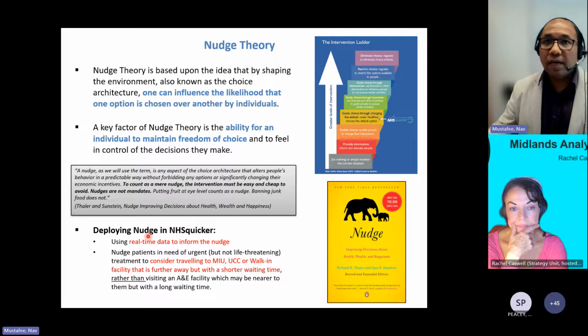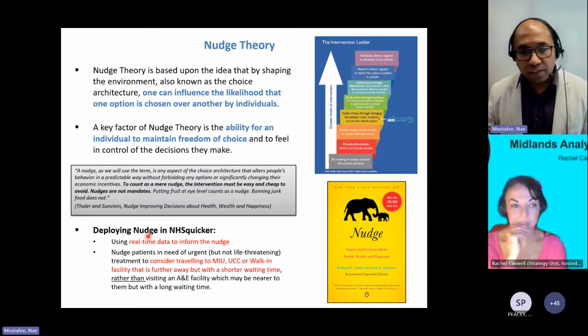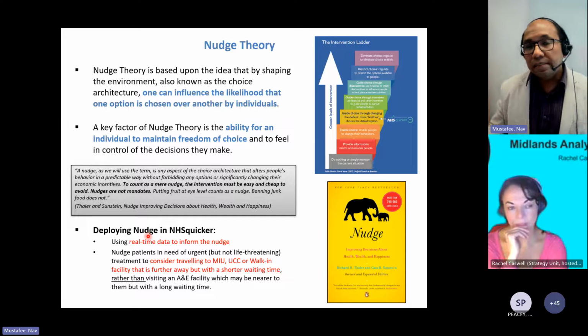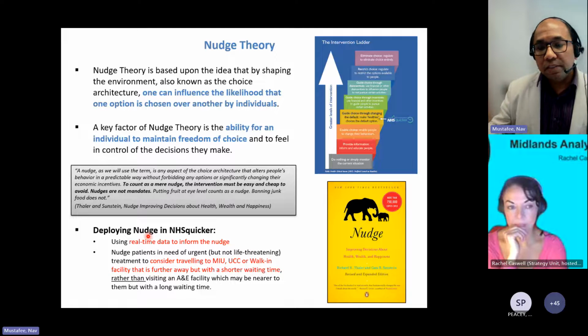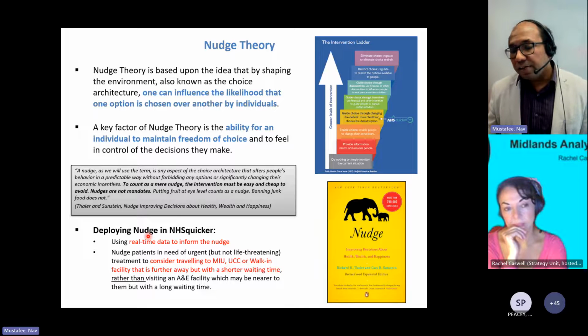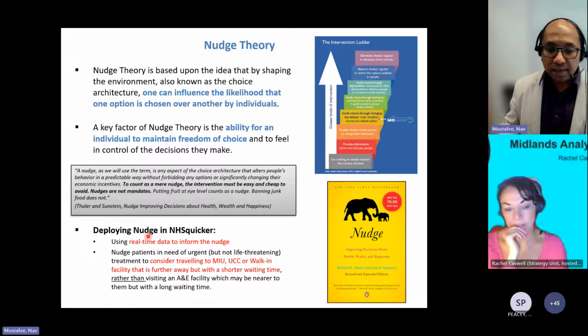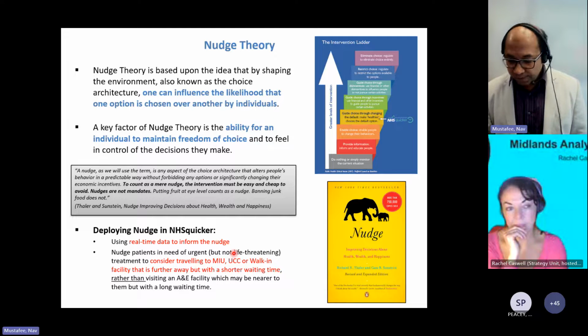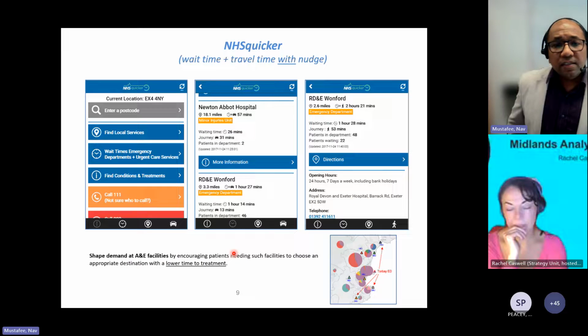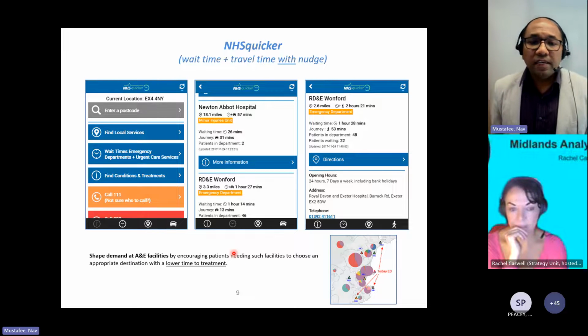So if we can show that, if you have access to a car or public transport, bicycle, whatever it is, and you travel 5 kilometers away to be seen at a significantly faster rate, then probably people will choose that. So this is version 1 of the NHSquicker.